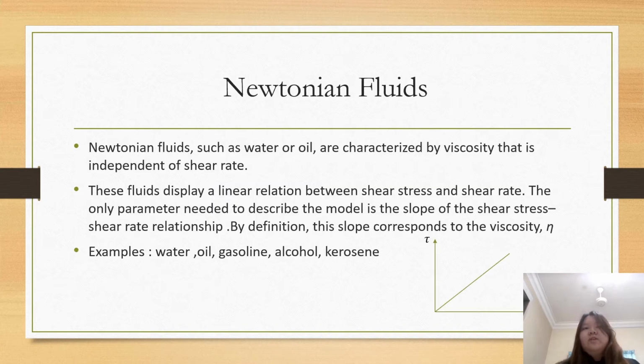So I would like to talk about Newtonian fluids. Newtonian fluids can be characterized by viscosity that is independent of shear rate. Examples of Newtonian fluids are water or oil. These fluids display a linear relation between shear stress and shear rate, which you can refer to in the graph here. The only parameter needed to describe the model is the slope of the shear stress versus shear rate relationship. By definition, this slope corresponds to the viscosity. Other examples of Newtonian fluids are gasoline, alcohol, and kerosene.